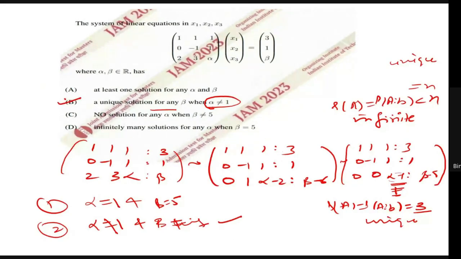No solution for any alpha. This is wrong, because whenever alpha is not equal to 1, it gives the unique solution. Infinitely many solutions for any alpha is also wrong. At least one solution for any alpha: no, when I take alpha 1 and beta not equal to 5, it gives no solution. So this option is also discarded. In this case we don't have any solution, so this option, which says at least one solution, is wrong. Clear?